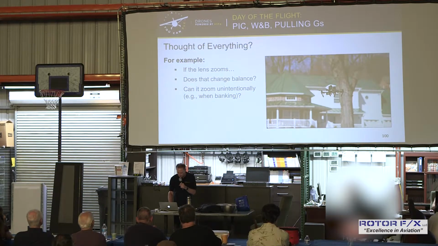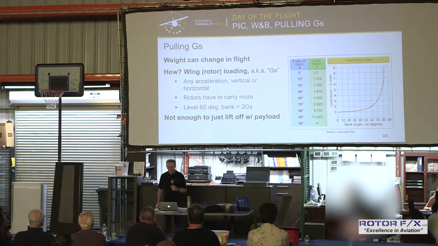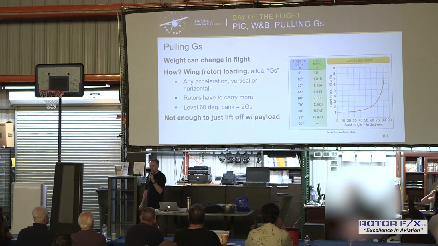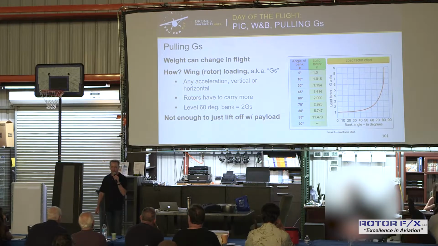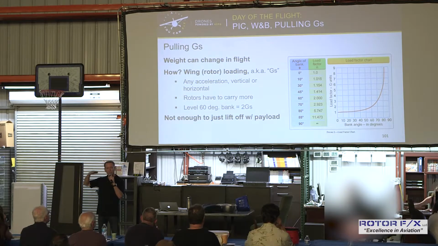All right, we talked about this. Let's talk about G's. So what is a G? 1 G is the force of gravity. It's what you weigh when you're standing on the ground, or when you're in the air. The G's are the same unless you get up into outer space and then you're weightless, obviously. But if you're in the air or on the ground, 1 G is a G. It's what you weigh. It's what the aircraft weighs.